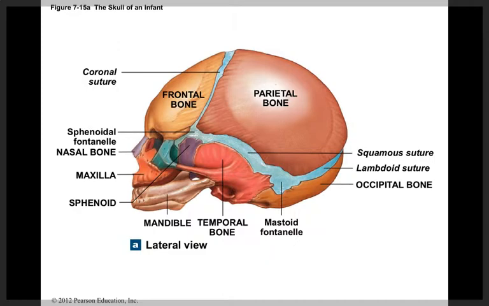When we look at this, we see that there's a space then between the bones. So here we see the coronal suture, and we see it's creating a space between the frontal and the parietal bones.